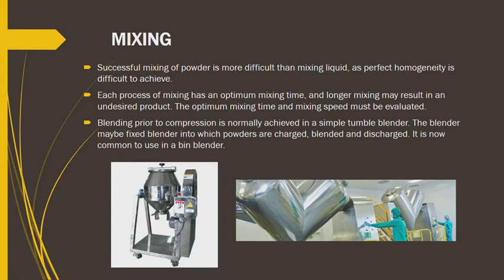Third is, blending prior to compression is normally achieved in a simple tumbler blender. The blender may be a fixed blender into which powders are charged, blended and discharged. It is now common to use a bin blender. So various blenders are used for achieving proper mixing, and the common blender which is in use today is a bin blender.